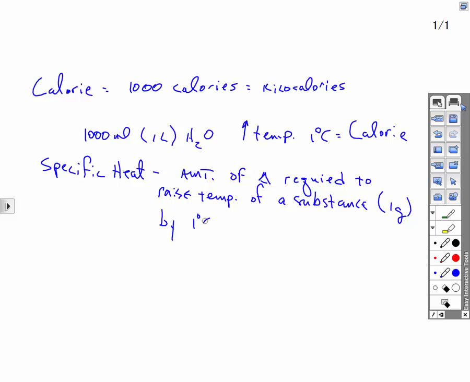by 1 degree Celsius. Okay, so you may be holding a pen, and so when you picked it up, that pen was room temperature, whatever that would be, about 21 degrees Celsius, probably, somewhere in that neighborhood.